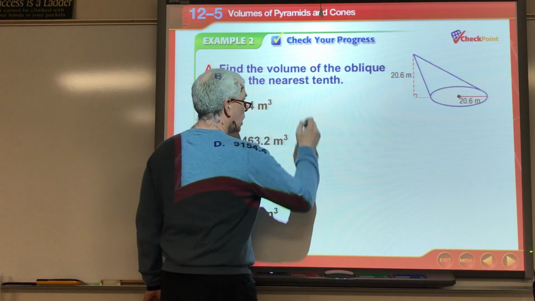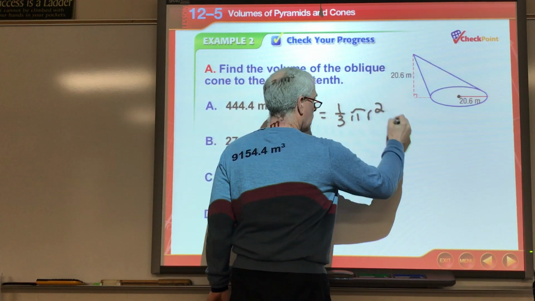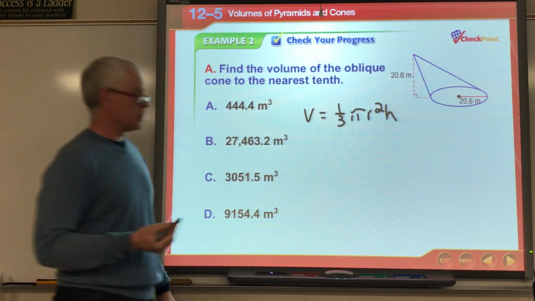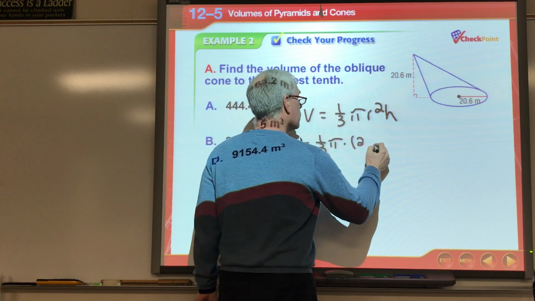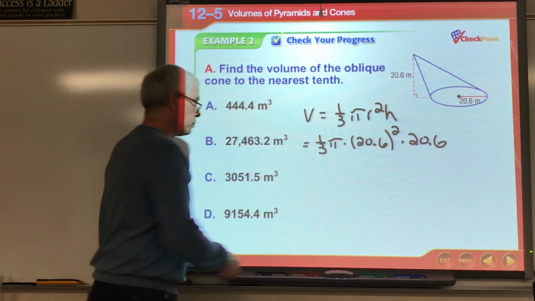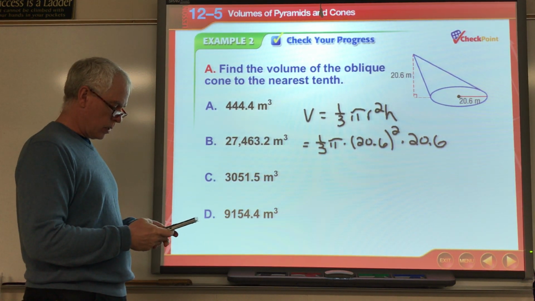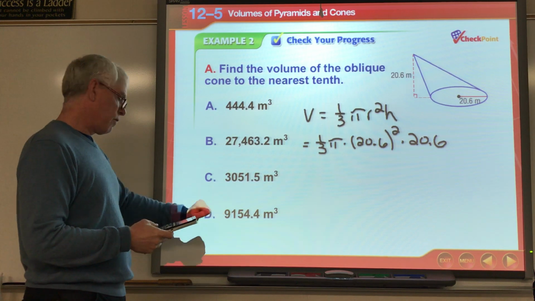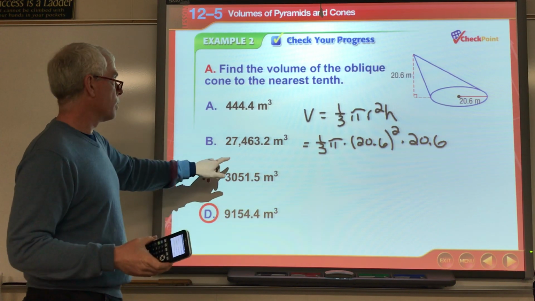So, again, 1/3 pi r squared h. There's our formula. Okay? Our radius is 20.6 and our height is also 20.6 here. Okay? So we're going to go 1/3 times pi times 20.6 squared times 20.6. We're going to see what we get. So 1/3 times pi times 20.6 squared times 20.6. I get 9154.4.